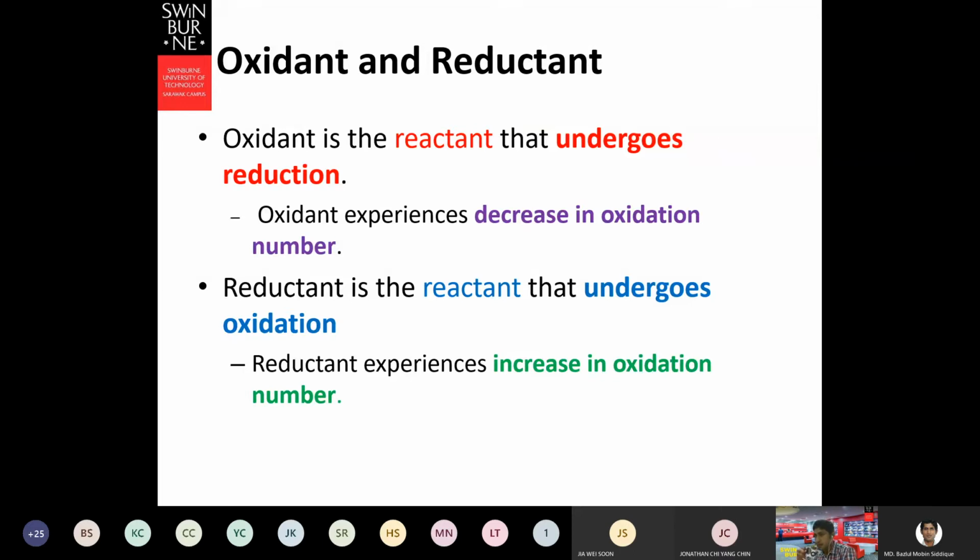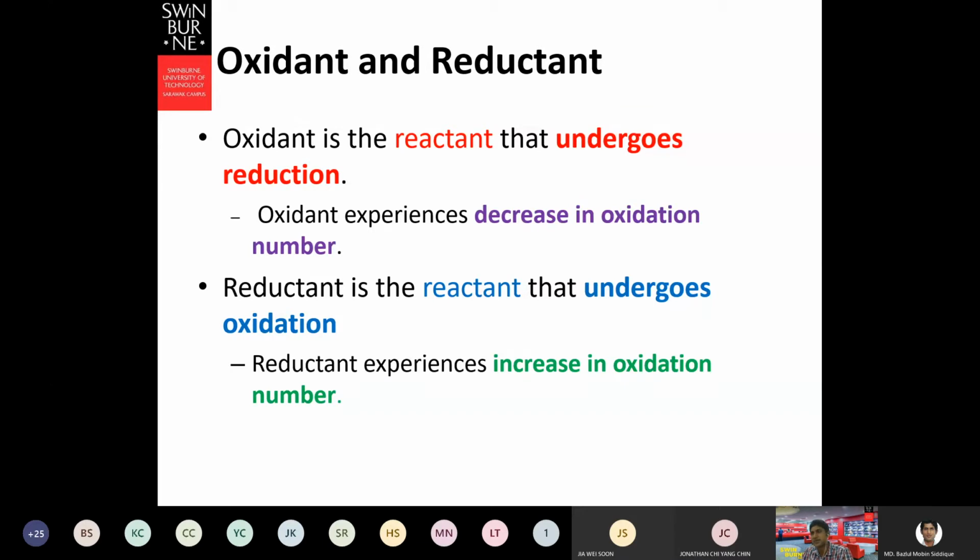We already have seen what oxidation and reduction are. Now, oxidant and reductant.